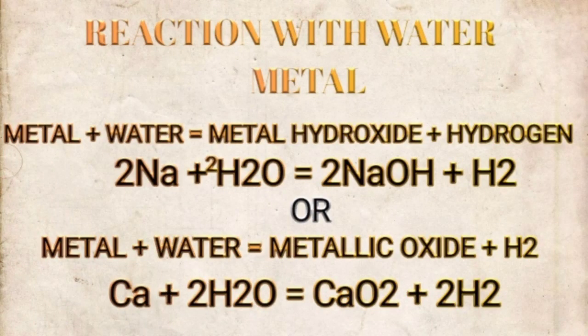Okay, now let's see the reaction of metal with water. There are two possibilities. In the first possibility, the metal with water can form metallic oxide plus hydrogen gas, but in the second possibility it can form metal hydroxide plus hydrogen gas. Now let's see some examples, because metals react differently with water.